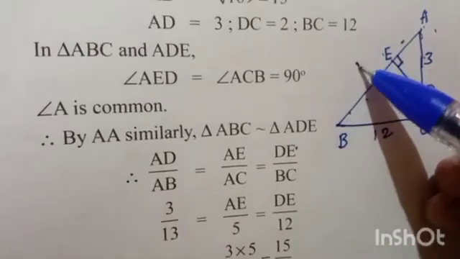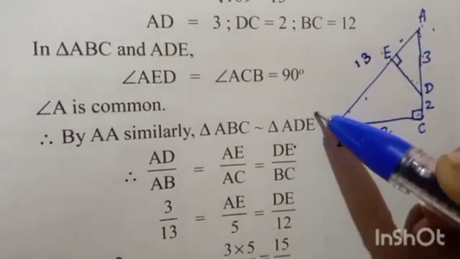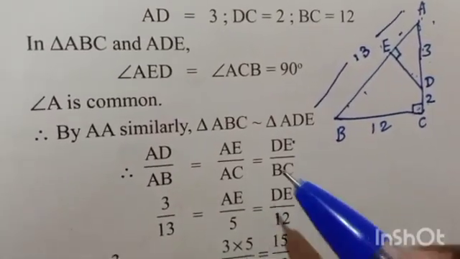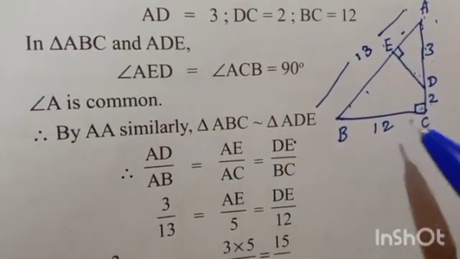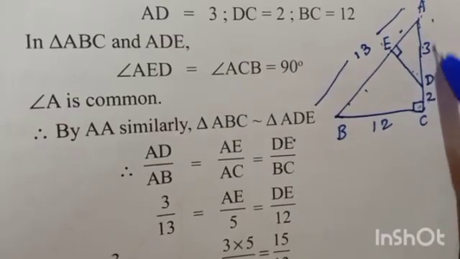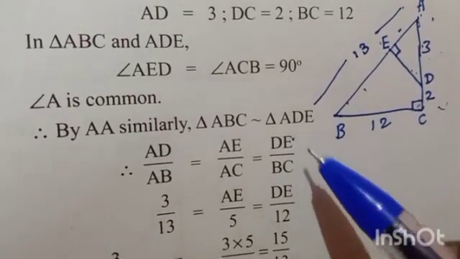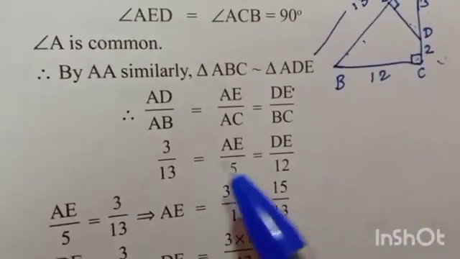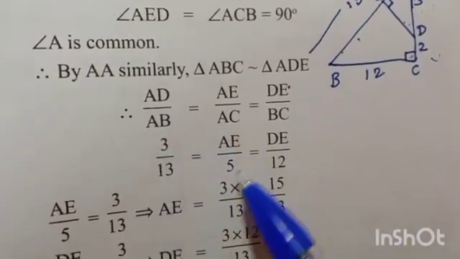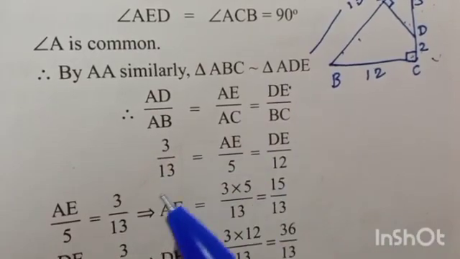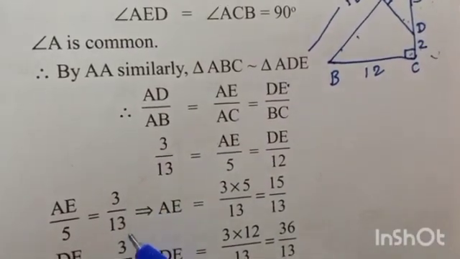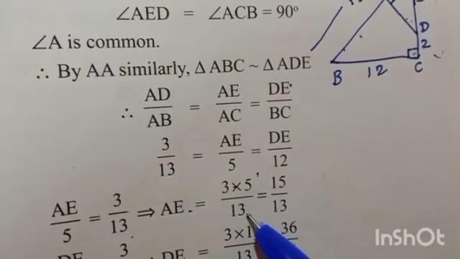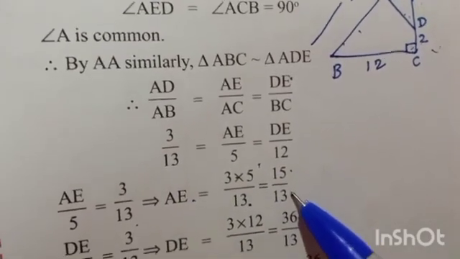Now AD value is 3, AB value is 13. That is equal to AE by AC. AC is the full length, 3 plus 2, 5. That is equal to DE by 12. Now compare the first two ratios. 3 by 13 is equal to AE by 5. So AE is equal to 3 into 5 by 13, that is 15 by 13.